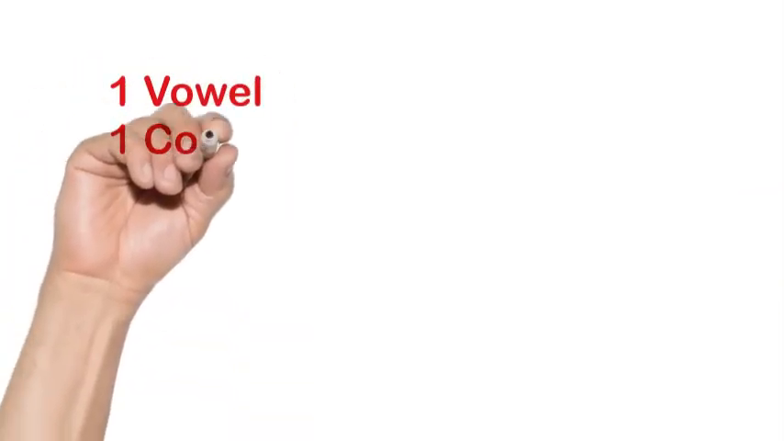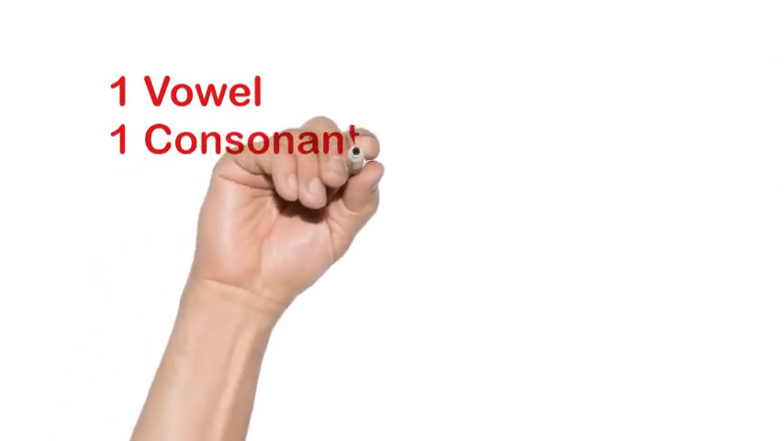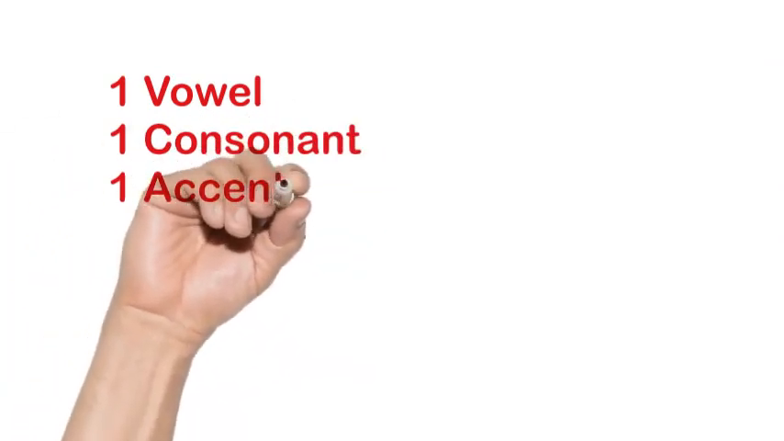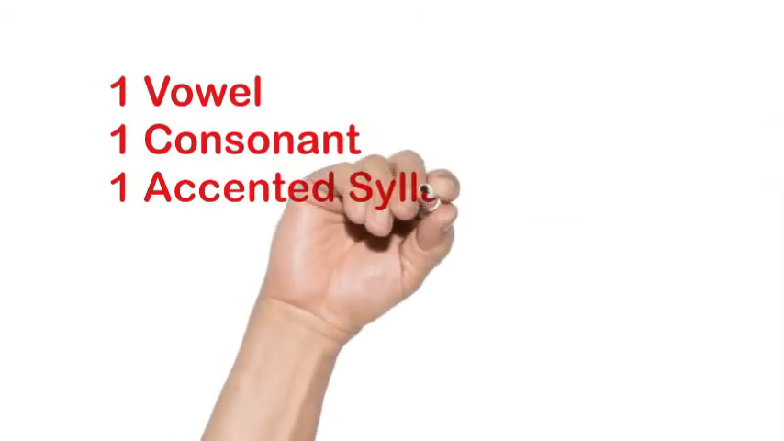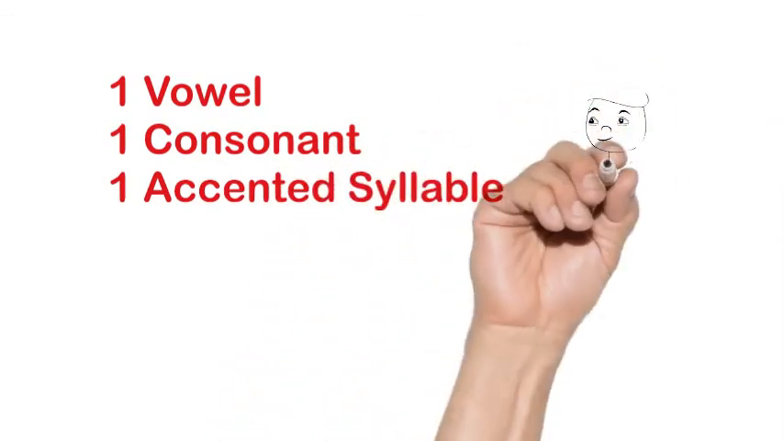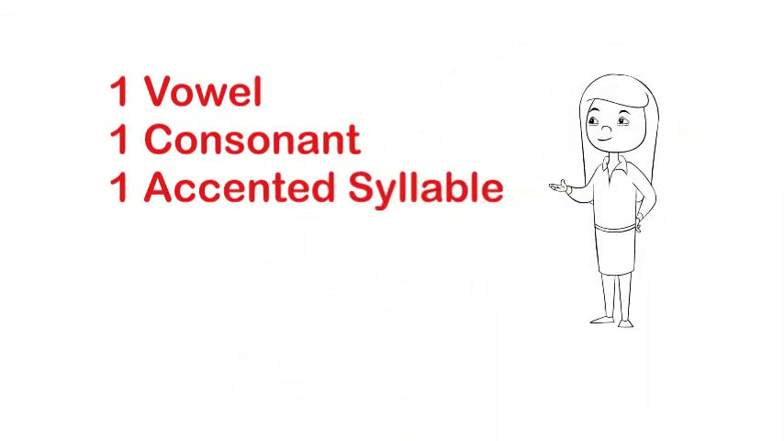Go and practice the 1-1-1 rule with your reading and writing this week. We have one vowel, one consonant, and one accented syllable. When you're adding a vowel suffix, you will double the last letter. I'm sure you'll do well.